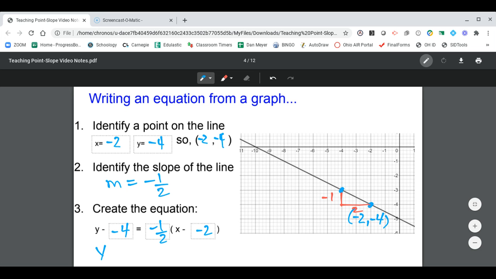So let's rewrite y minus a -4. When you subtract a negative, it's the same as adding a positive. So +4 equals -1/2 times the quantity x minus a -2, which is the same as x plus a +2. So this will be my final answer.